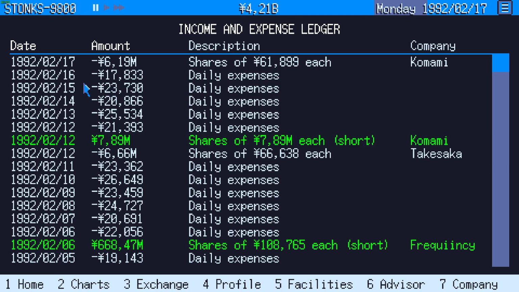That's how we did it in a few days. So you can imagine if I had spent $1 billion initially on the 12th and then sold it here, it would be a much bigger profit. Therefore, that's how short selling works. And that's how it works in real life, except it's not as easy. There's a few extra steps. But yeah, that's how you do it in Stonks 9800.